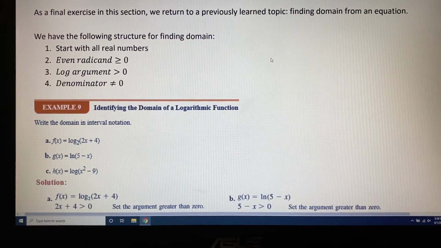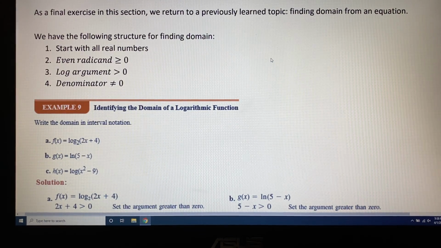Up until this point of the semester, we've been able to ignore step 3 because we hadn't learned logarithms yet. But now that we've learned logarithms, we can incorporate step 3 into our 4-step process. Let's look at an example.